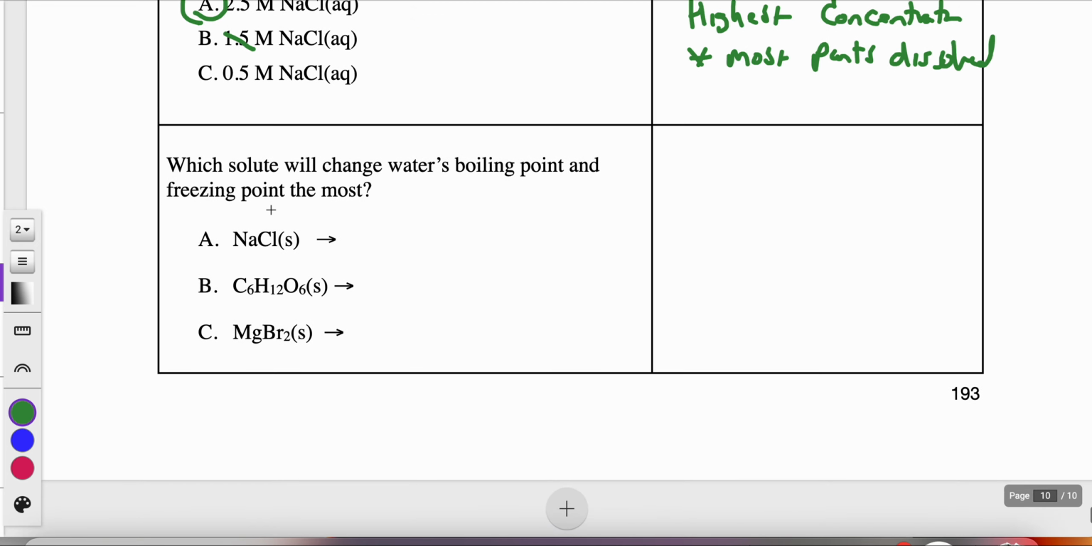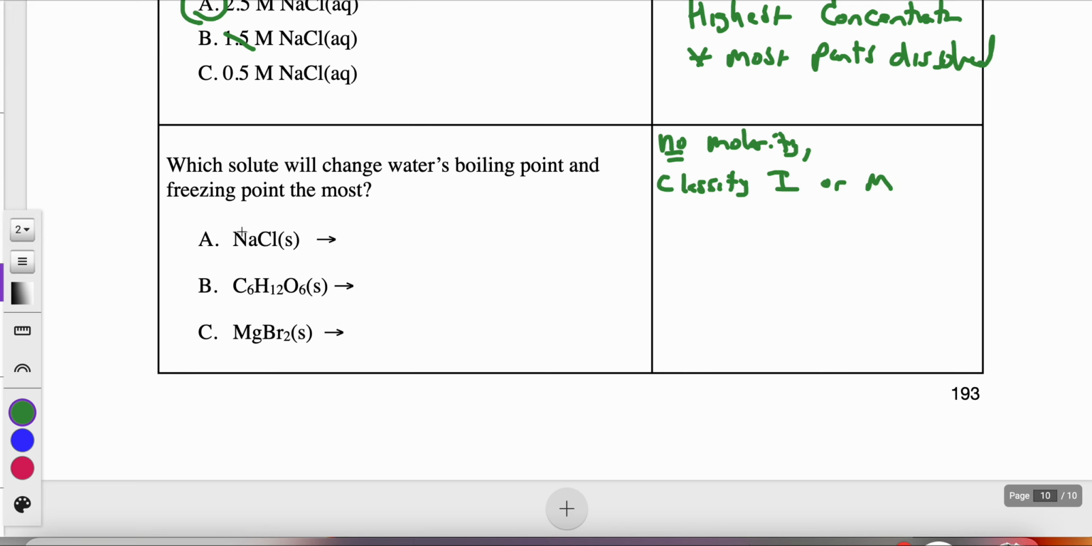Now, take a look here. In this next question, we are given no molarity values, and we have all different types of solutes. What we need to do first is classify. If there's no molarity values, we have to start off with classifying the substances as ionic or molecular.